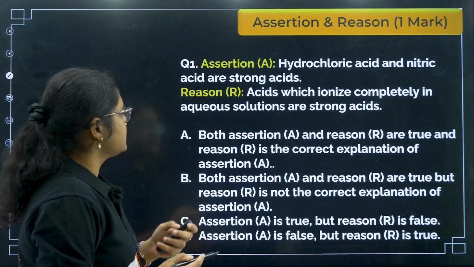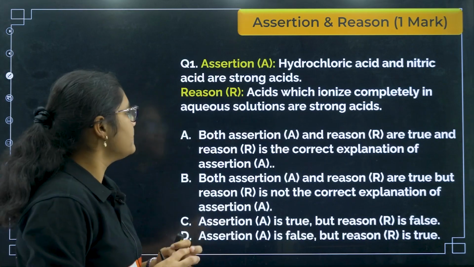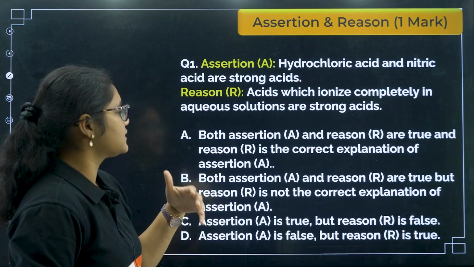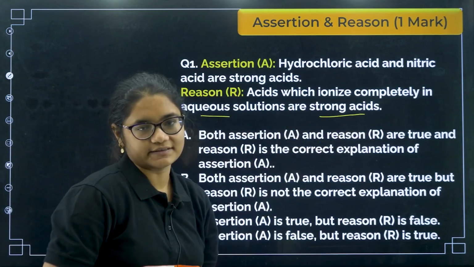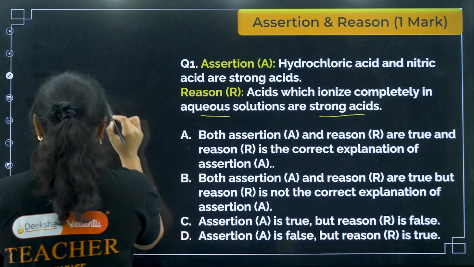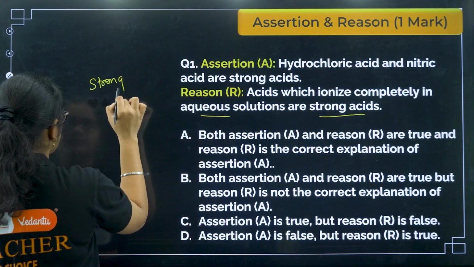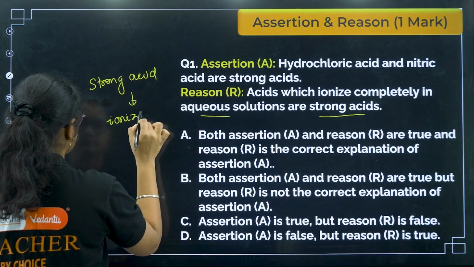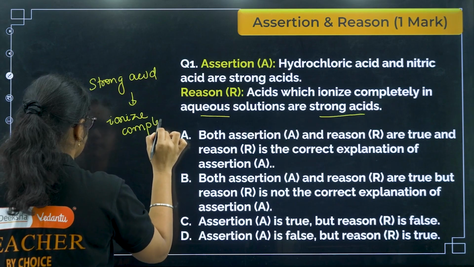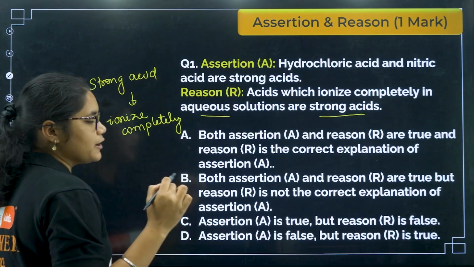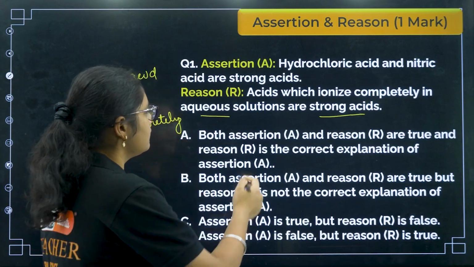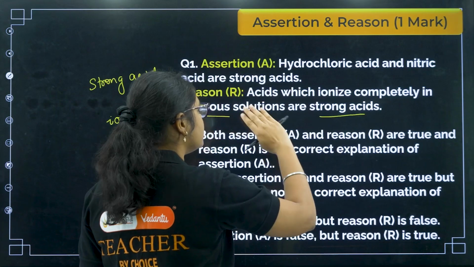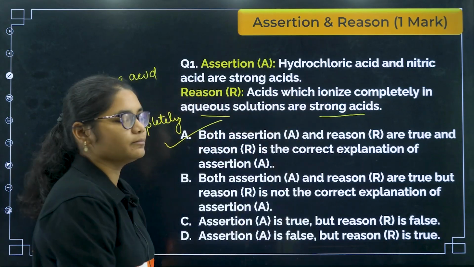Okay. Next, we'll go for some assertion reason questions. Hydrochloric acid and nitric acid are strong acids. Acids which ionize completely in aqueous solutions are strong acids. Yes, this is important, both are correct. Now what is a strong acid and what is a weak acid? A strong acid dissociates or ionizes completely, and a weak acid ionizes partially. So they are strong acids because they do complete ionization. The assertion is correct, the reason is correct, and the reason is explaining the assertion, so the correct answer is option number A here.